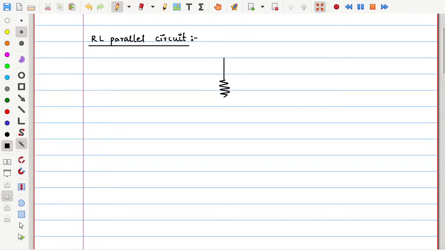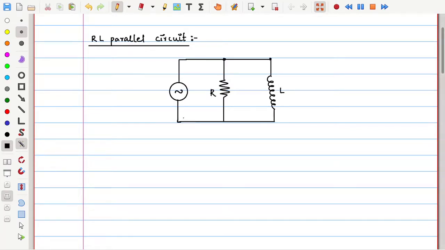We will have a resistor and an inductor, and these two are now connected in parallel like this. If the resistance is R and the inductance is L, and this entire thing is connected across a certain voltage, which may be a sinusoidal voltage, say V of t, then the current generated by this source for this corresponding network. Let me say this entire thing is one network.